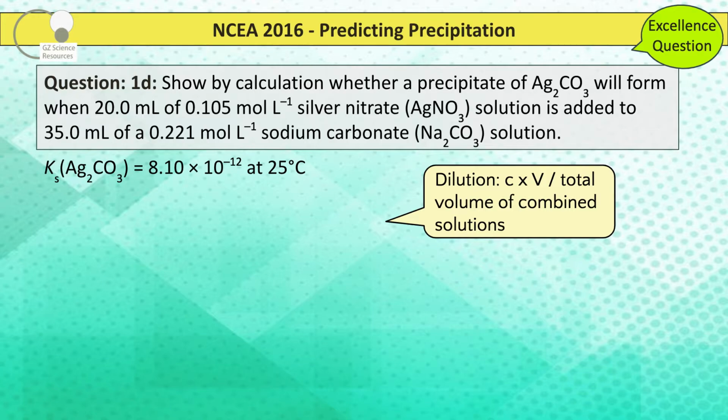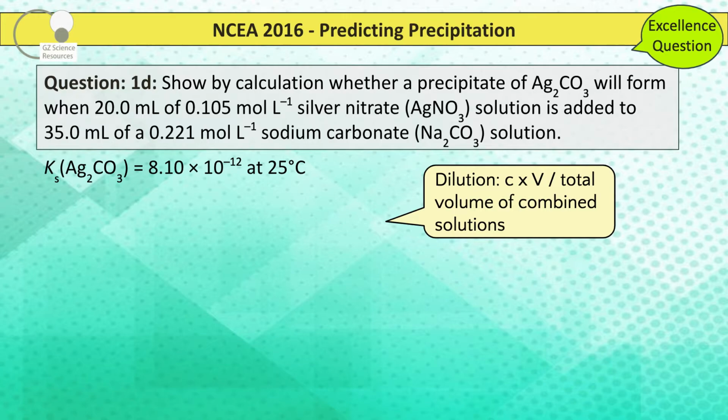So, seeing if I swap markers. Over here we have a concentration of 0.221 and 35 mils over the same total volume of 55. And we will get carbonate concentration as well.